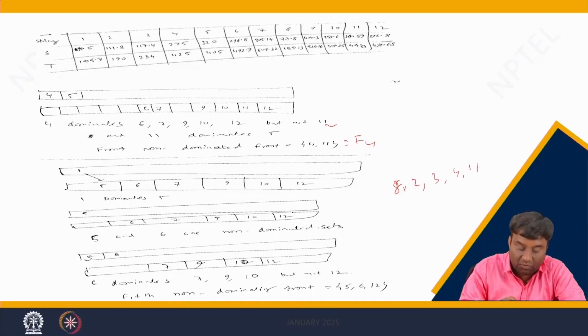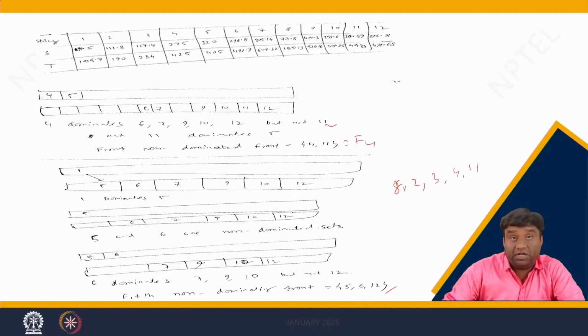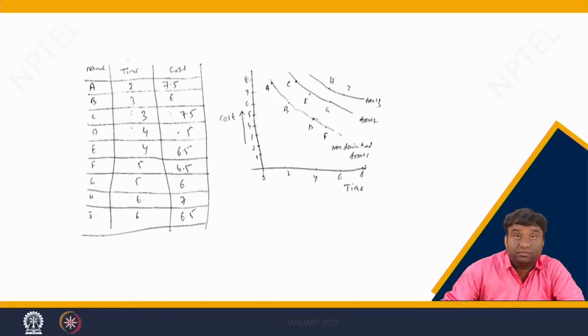Now compare 1 and 5. So 1 dominates 5, so 5 is here. And if we form like that, in the next front you will get 5, 6, 12. So I hope you have understood how to find the non-dominating fronts within the diagram and within the comparisons.